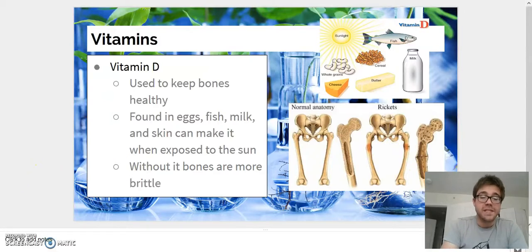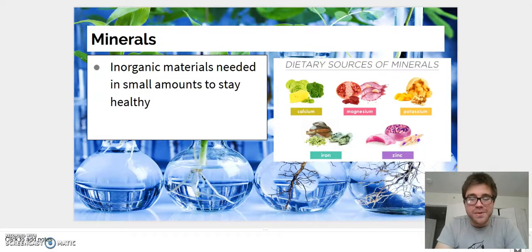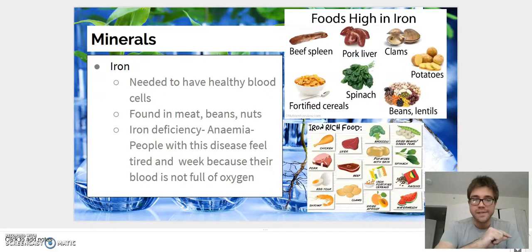Alright, so besides vitamins, our body also needs minerals. So these are inorganic molecules that you need to stay healthy. Things like calcium and iron, magnesium, potassium, and zinc are all minerals. And these minerals are just the same things you find in the periodic table. So we're going to talk about two of them. We're going to talk about iron.